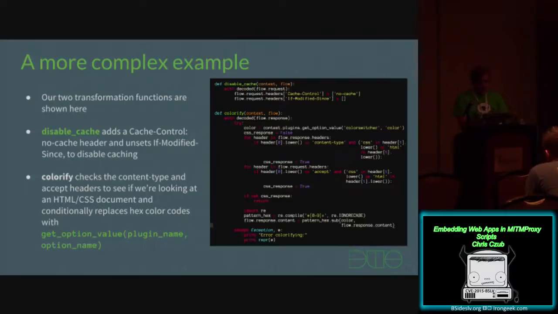Now the important part to note here is how to actually get that option value. So we call context.plugins.getOptionValue. We specify the name of our plugin, then the name of the option whose value we want to retrieve. In this case, it's the color switcher plugin and the color option.